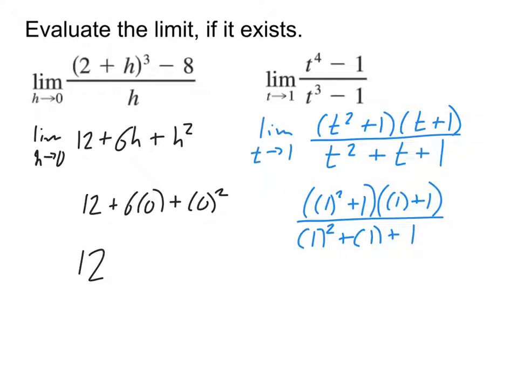Alright, and so when we actually do that work now, on the top we end up doing 2 times 2. On the bottom we end up doing 1 plus 1 plus 1, so that is 3. So the whole thing ends up equaling 4/3. And there's our final answer.